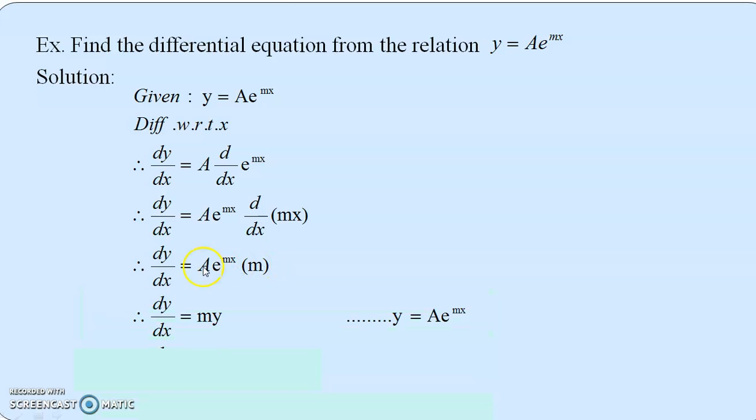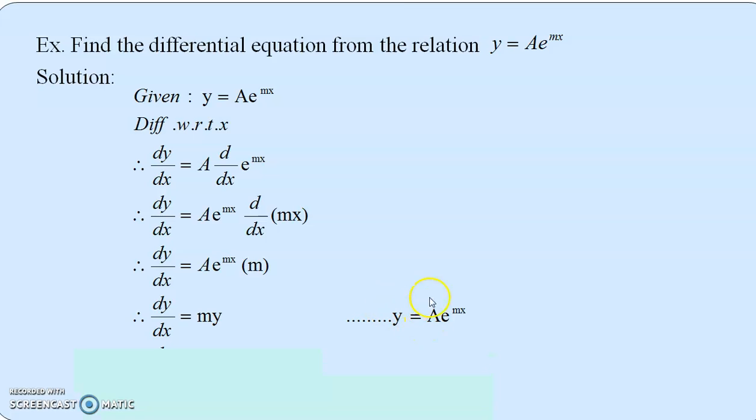So now here we take the derivative. Then the next step is, we have to eliminate this arbitrary constant. A is the arbitrary constant. We have to eliminate this arbitrary constant. So for that, use the given relation.